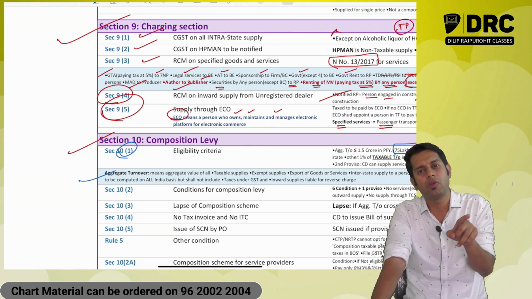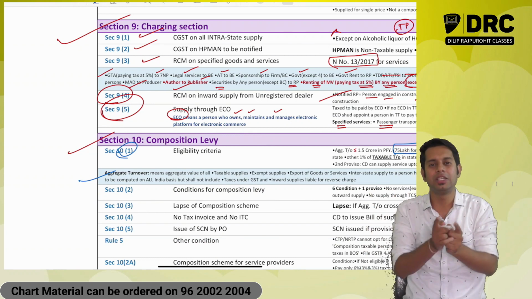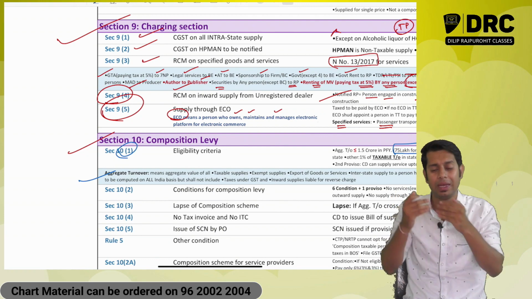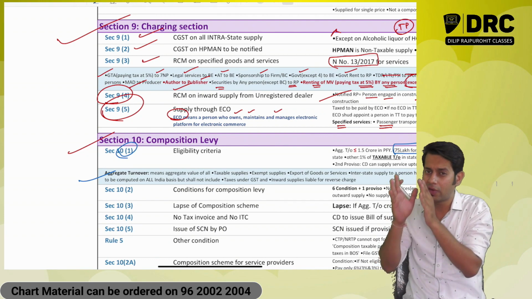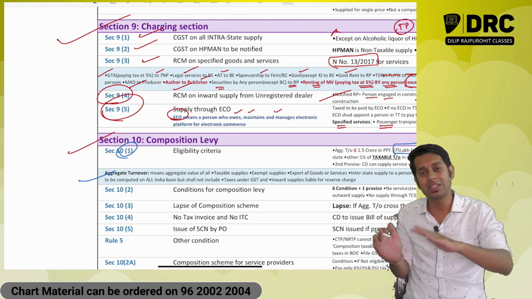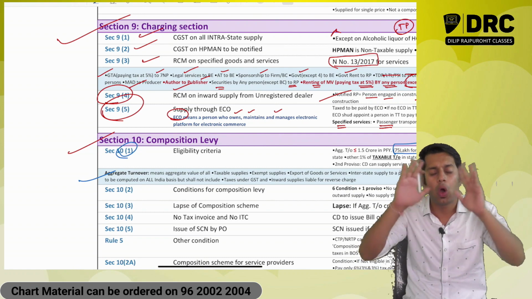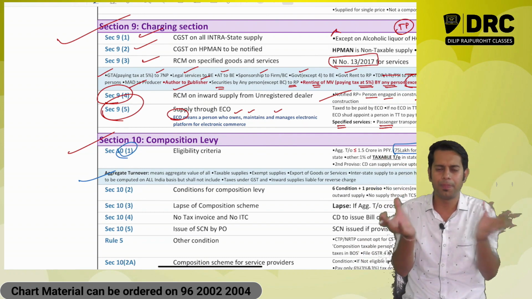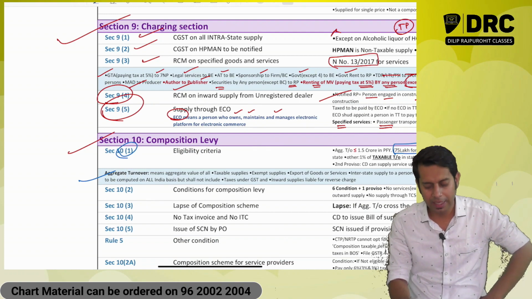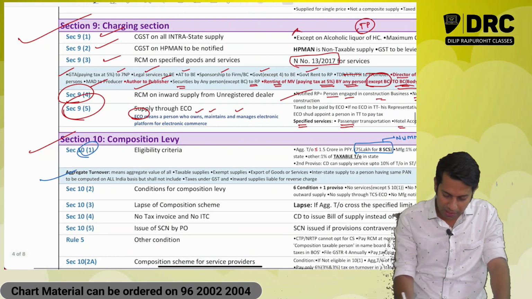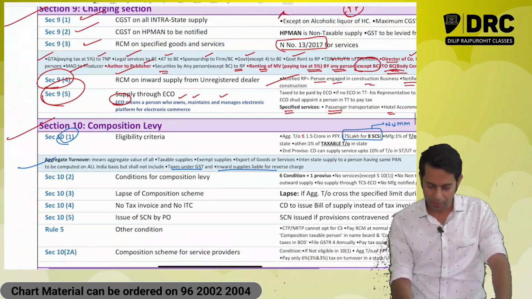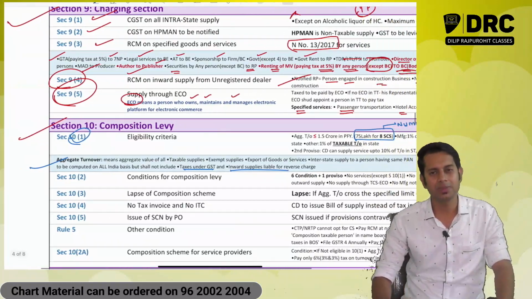This aggregate turnover is required to be computed on an all India basis, or PAN India basis, meaning however many businesses you are doing under a single PAN, all the different types of registrations, all the different types of business, all the different branches under a single PAN, the turnover of all of them is required to be included in computation of aggregate turnover. Whenever you are computing aggregate turnover, please do not include the taxes under GST law and inward supply liable for reverse charge. Now, this particular section 10 subsection 1, I'll repeat.